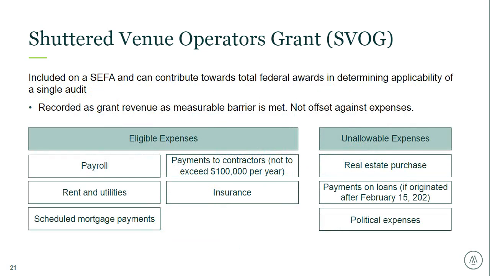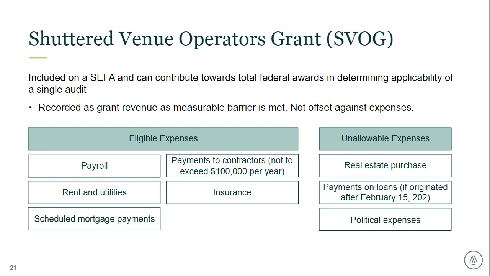So with Shuttered Venue Operators grants, this is something that is included on the CFA and can be counted towards federal awards in determining applicability of a single audit. So this could kick in for an aquarium or a museum that maybe hadn't received federal funds in the past. They get a good chunk from this. This could kick in a single audit.